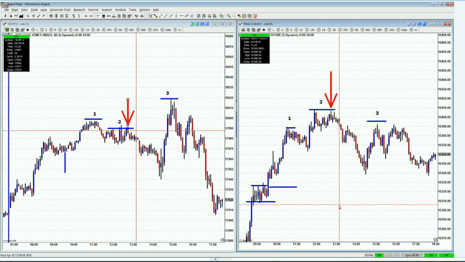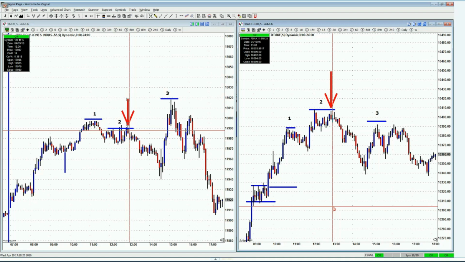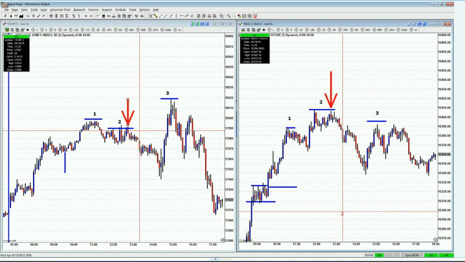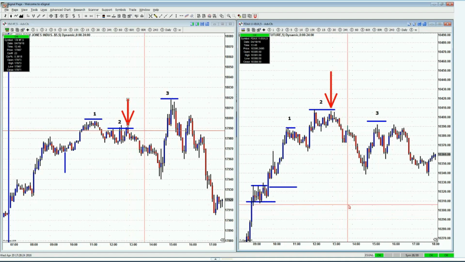So I don't think it is so unlikely that two indices that represent the two global hothouse economies, one being the DAX in Europe and one being the Dow in the US, should move in conjunction with each other.